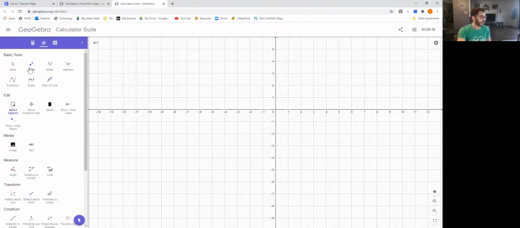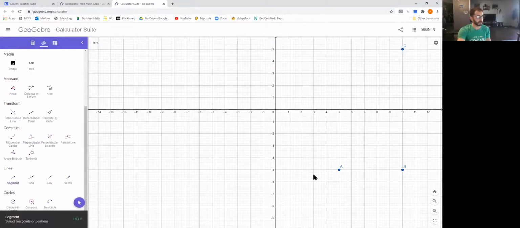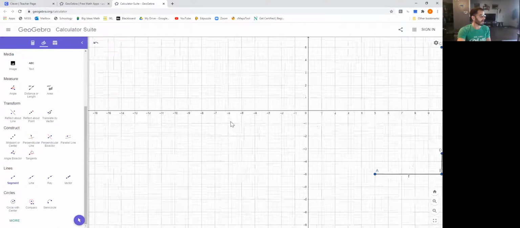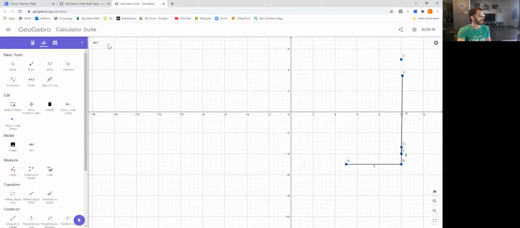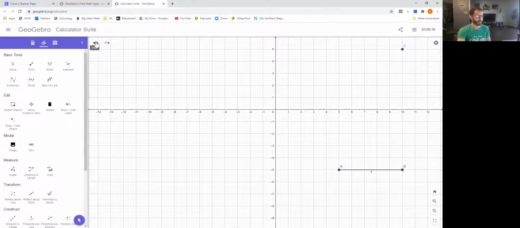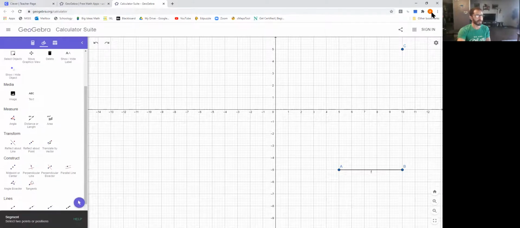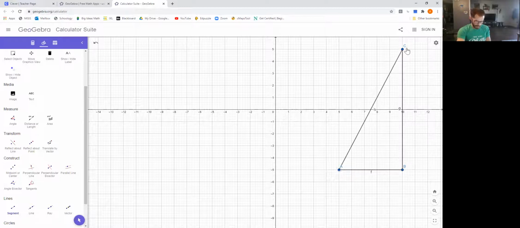For number 3, we have more points. We have 5, -5, 10, -5, and 10, 5. Now we can make it look like an actual triangle. Oh, there we go. Undo, undo, undo. Excellent. See, learn something. All right, and boom. So this was triangle PQR.